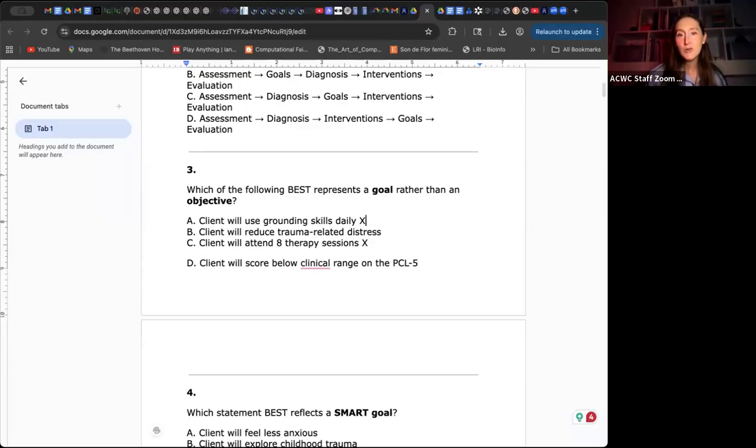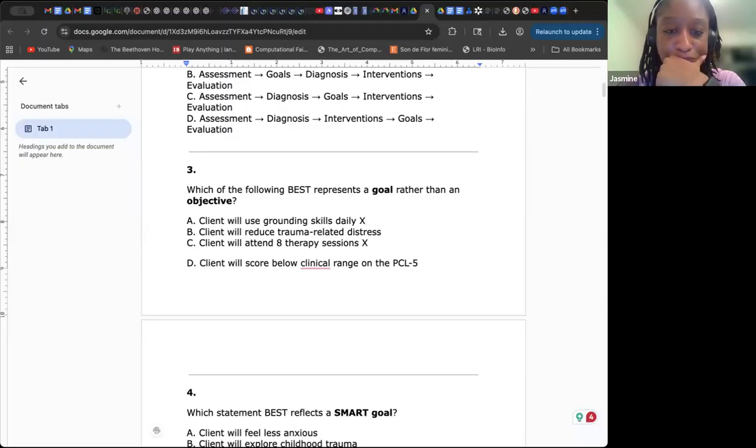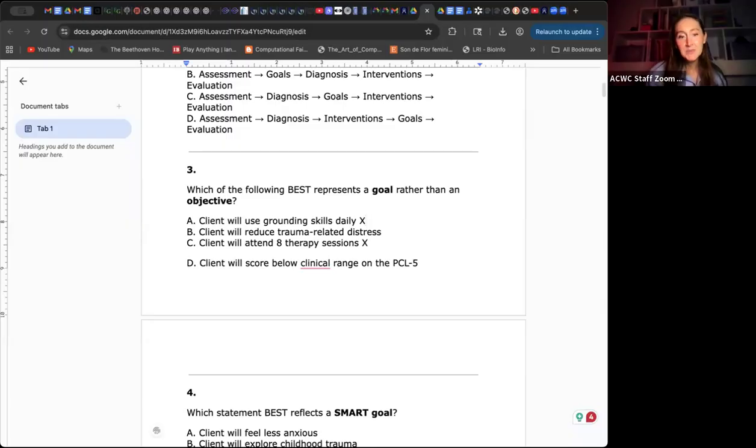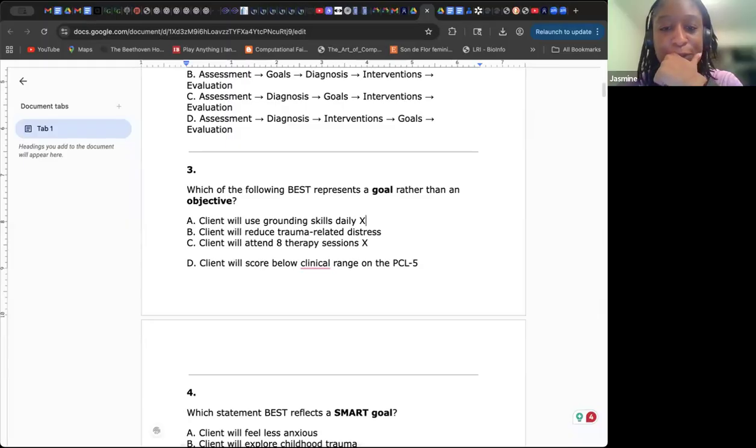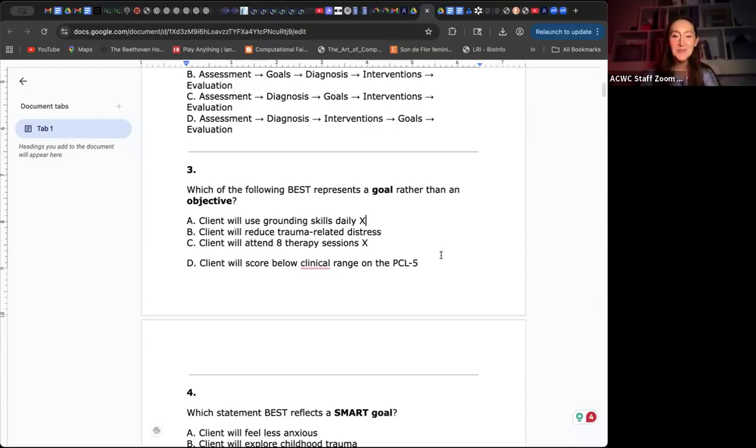So with a goal, remember, it's the destination where you're trying to get. It's what's going to motivate the client. So it's the big picture. If you were working with me and you were my therapist, would you be telling me we're going to reduce trauma-related distress, or that you're going to score below clinical range on the PCL5? Which one sounds like the broadest, biggest picture to you? I like B. Yes, exactly. Nice job.